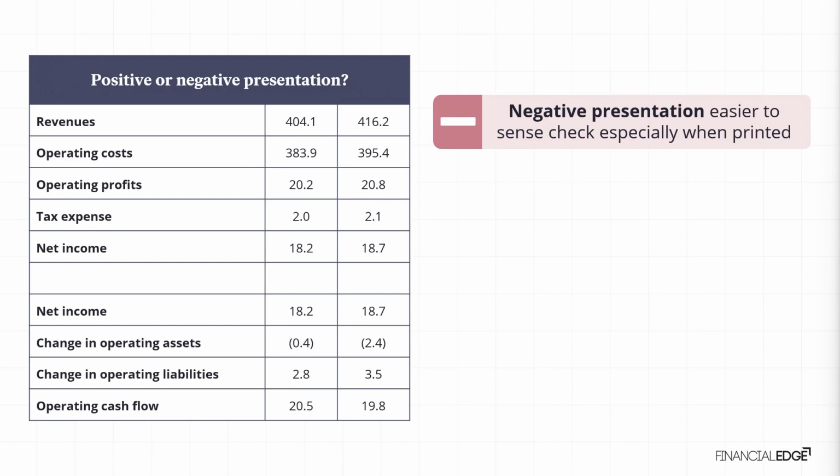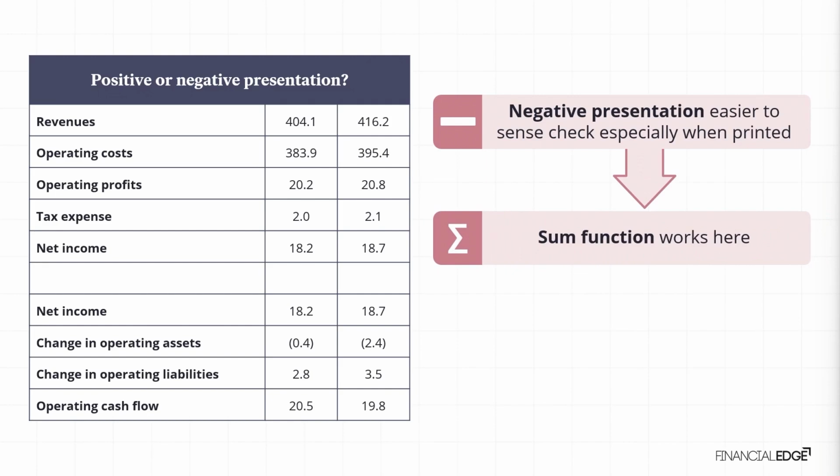Also, it's easier to have negative presentation if your operating profits were a sum function. So the 20.8 in this table can just be a sum of the 2 items above, the revenue 416.2 and the 395.4 operating costs, if the operating costs was shown as a negative. But what if it's a positive? Well, you couldn't use the sum function. You'd have to do revenue minus operating costs.